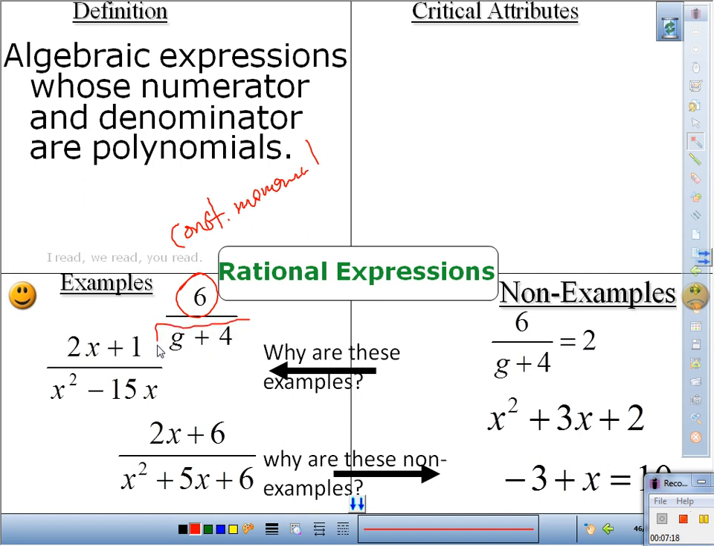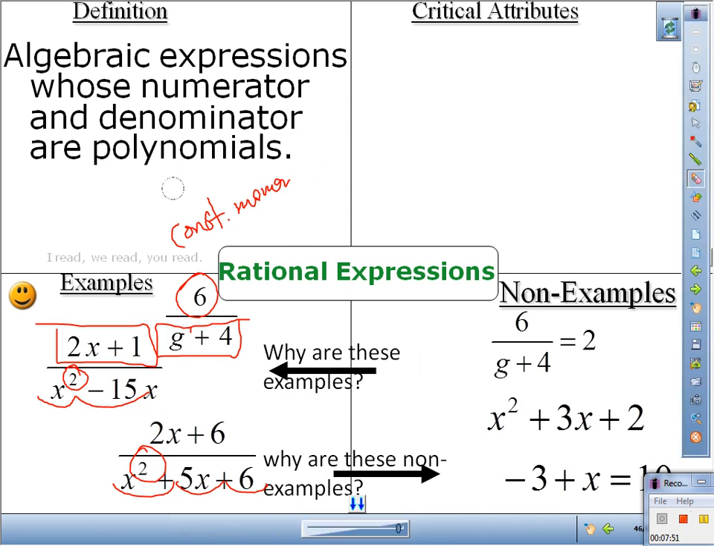That is correct. What is the degree for this one? 1, which makes it a what? Linear. How many terms? 2, so it's a linear binomial. This one is also a linear binomial. Look at this one. What is the highest degree? 2, which makes it a what? Quadratic. How many terms? 2, so it's a quadratic binomial. Look at this one. Quadratic what? Trinomial. So all these are polynomials. Yes, you agree with that?